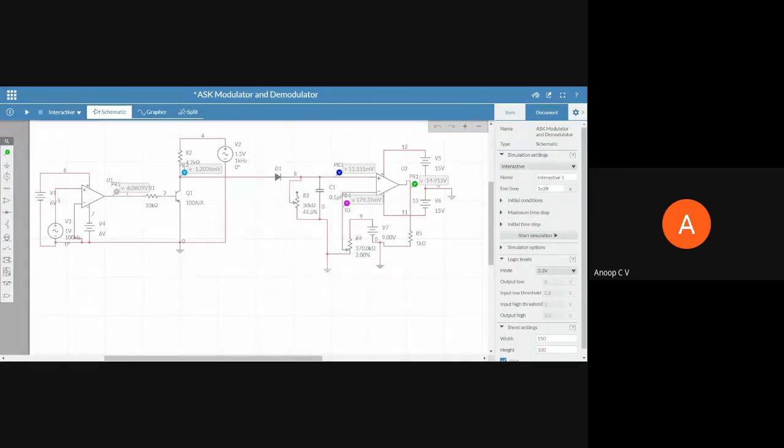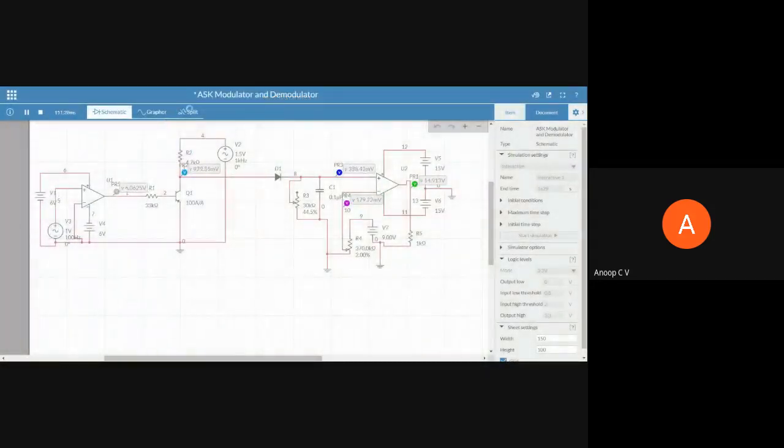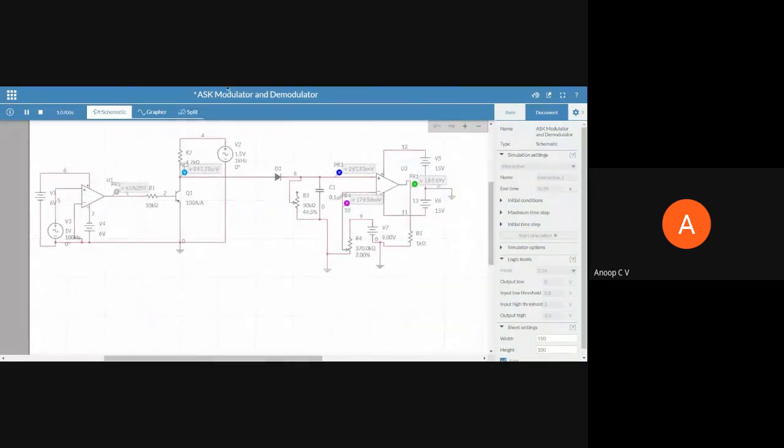In between, I'm really sorry, Multisim Live stopped working. I don't know how it happened. I don't know whether I changed some settings. No, I didn't change anything. I'll rectify it and get back to you. If you don't have anything else, we'll wind up the session.